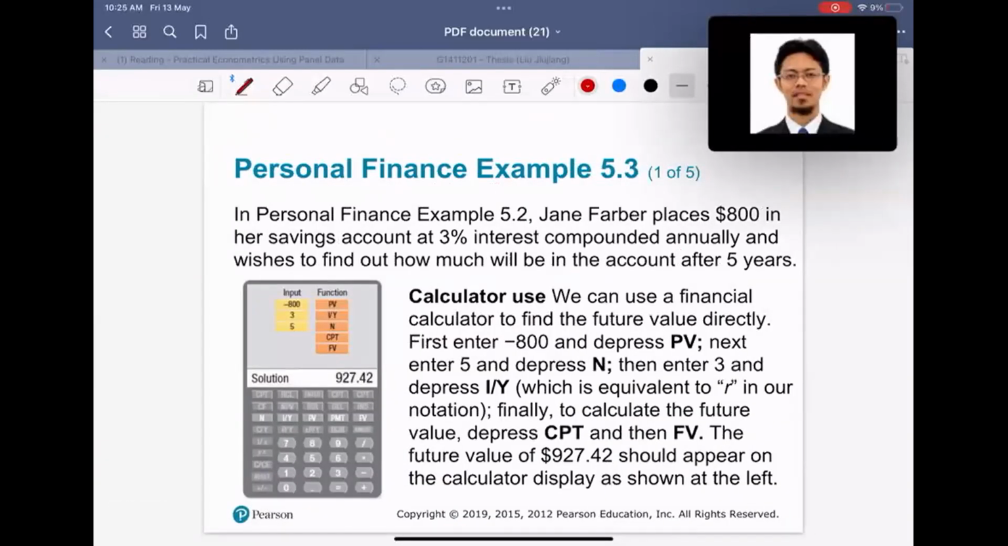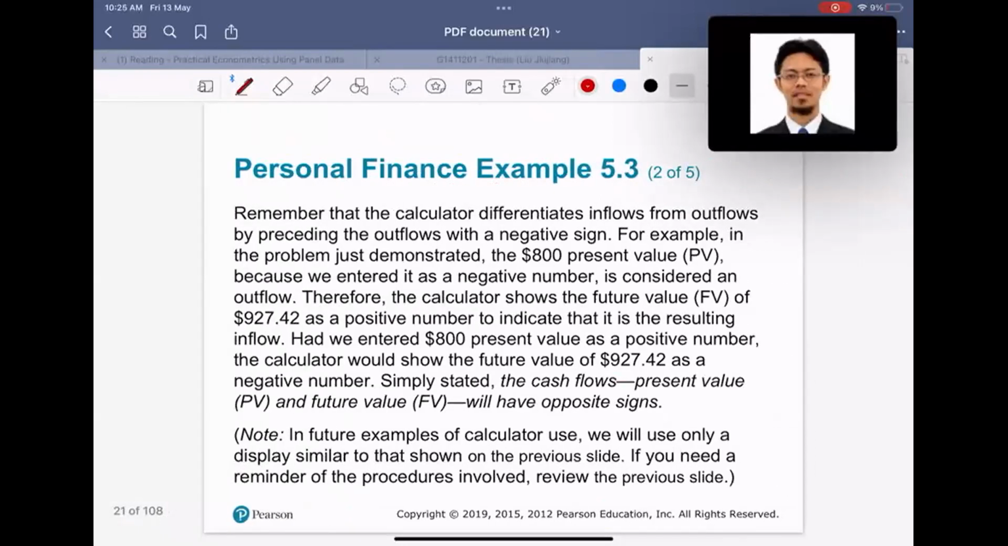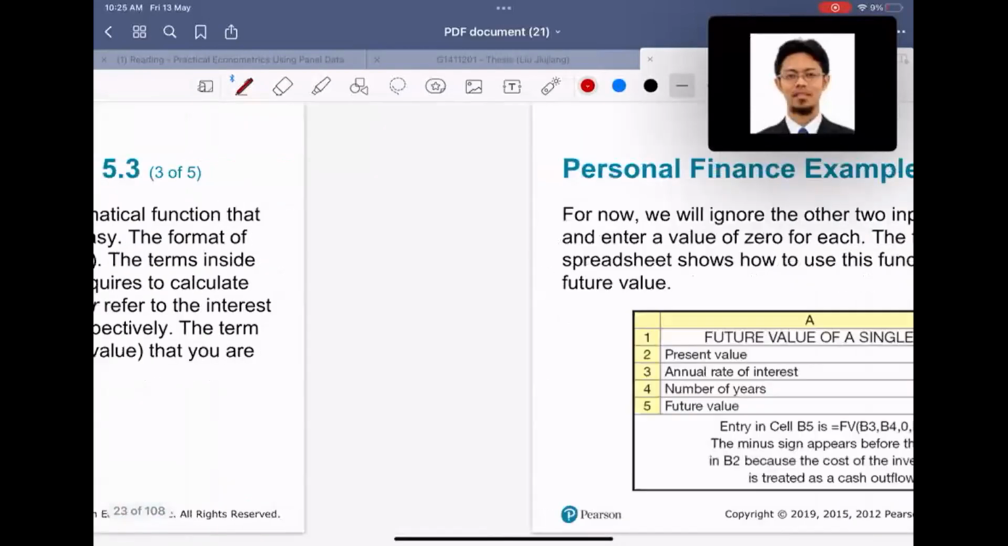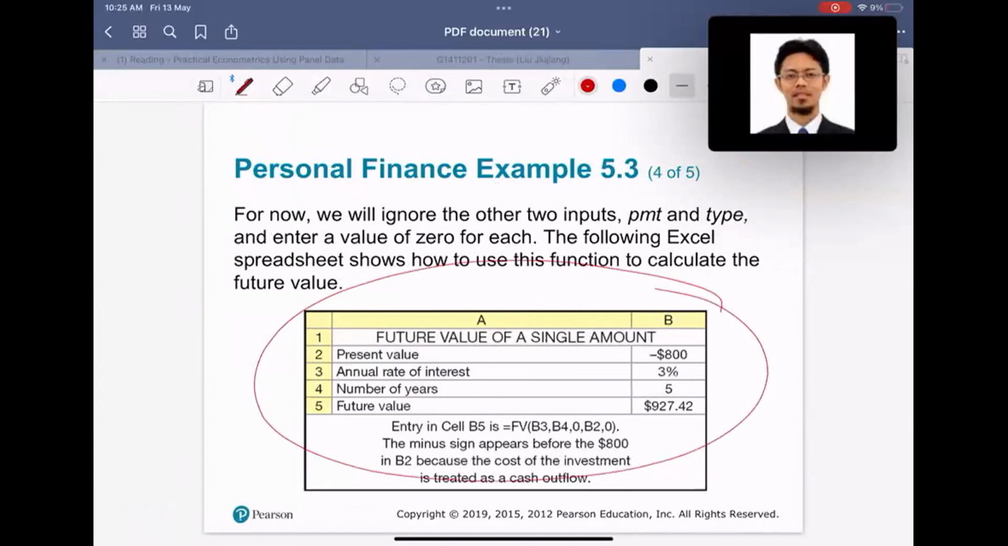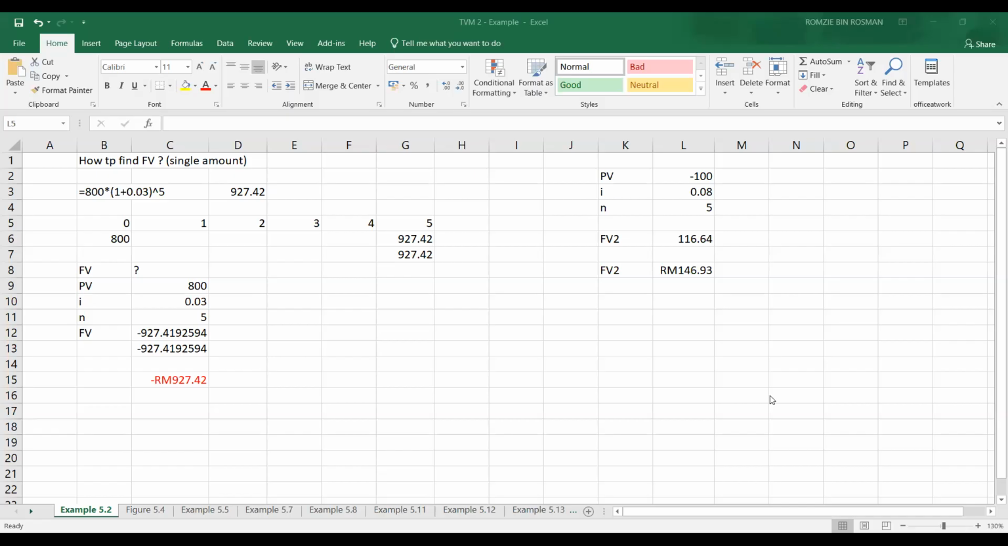Okay, you can use the calculator. Same, they ask you to put negative. Same. Then we want to read. Okay, this is what you do. Example 5.3. Okay, let me look at this example. Okay, let's look at this. Okay, can you look at this example?